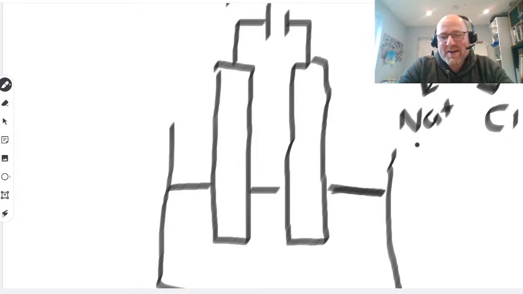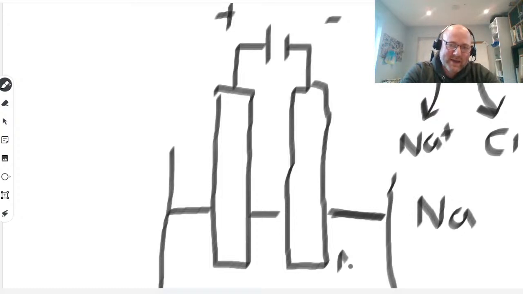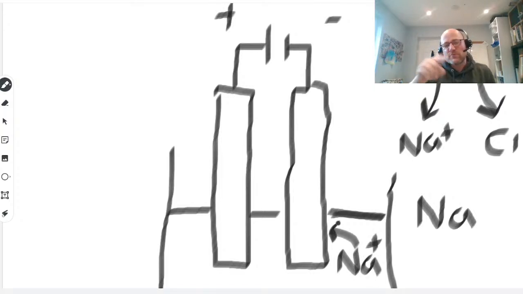Okay, guys, you need to be able to write half equations. Does anybody know the half equation for the formation of sodium at the negative electrode? So the sodium ions are going to come here, and you'll need to be able to write the half equation for the sodium ions going to the negative electrode.